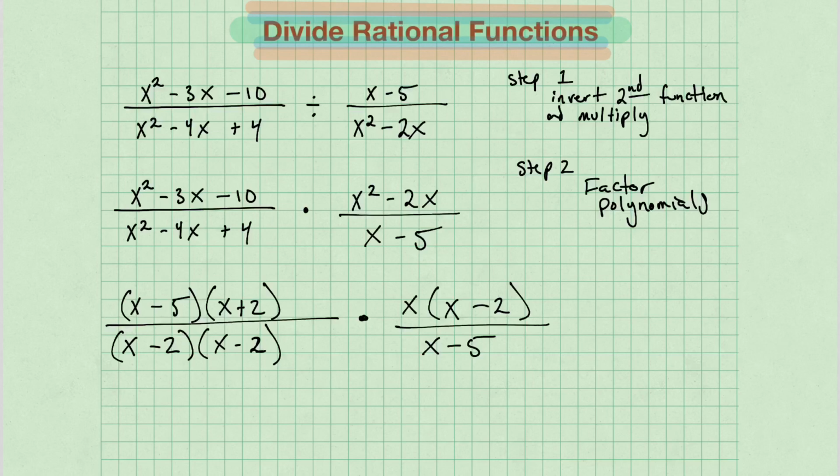So we could see that this x minus 5 and this x minus 5, we could cancel those. We could cancel this x minus 2 and this x minus 2. And then it looks like pretty much that's all we could cancel out.